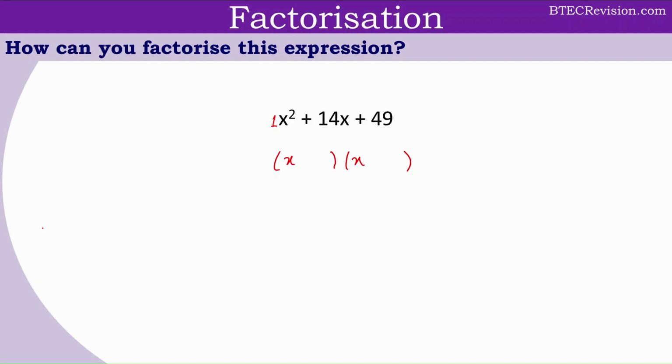The next step to consider is there must be two numbers that add together inside of these brackets to make 14x, but also multiply together to make 49. So can you think of what those numbers could be? That number must be 7, because 7x plus 7x equals 14x, and 7 times 7 equals 49.